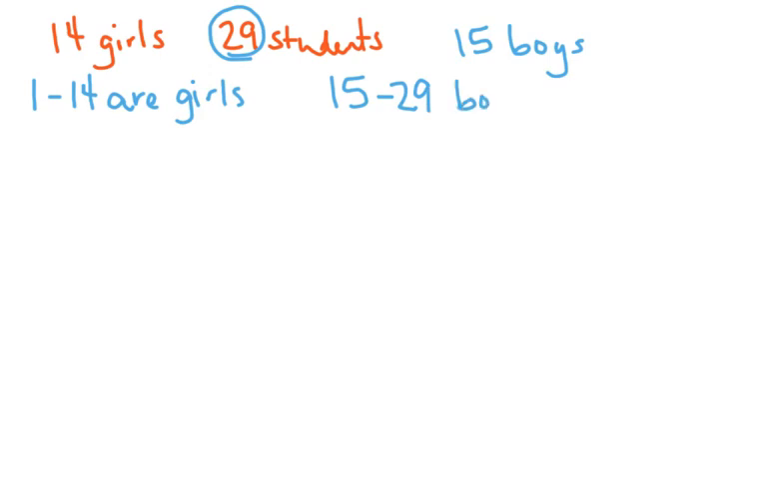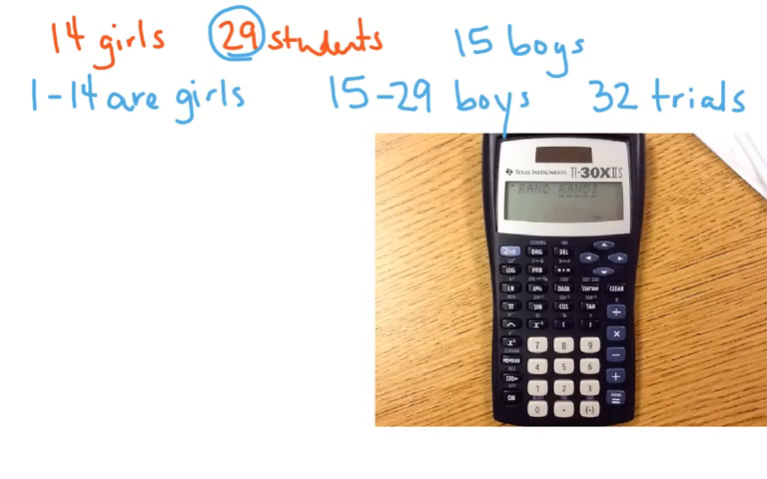So anytime a number from 1 to 14 is generated, that means I picked a girl. If I get numbers 15 to 29, that means I will have chosen a boy. I'm going to run 32 trials because that's how many times I am picking somebody to take the recycle bin down. Alright, so to do this, we are going to use our calculators. I am using the TI-30X2S, but you can use your multi-view, and it's the same way.